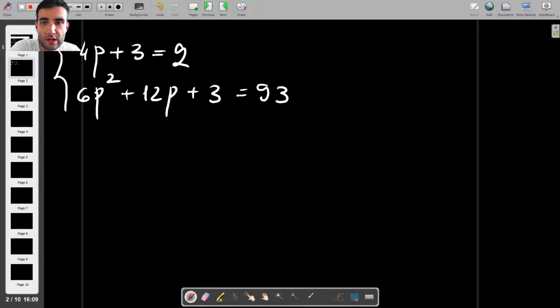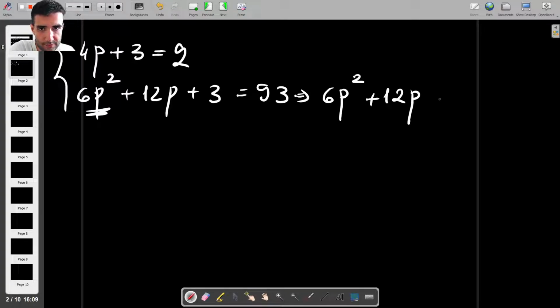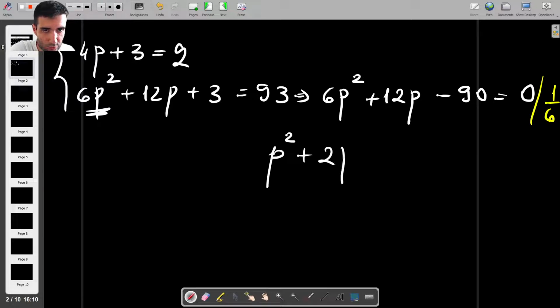So there we go, we have two equations and two unknowns. They're not linear equations, because this has p squared in it. So we can solve this quadratic first. We have 6p squared plus 12p minus 90 equals 0. To simplify it a bit, I would divide everything by 6. So we have p squared plus 2p minus 15 equals 0.